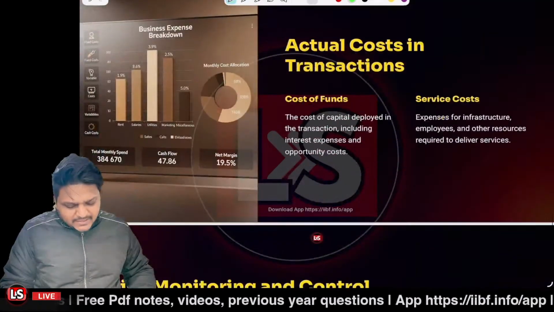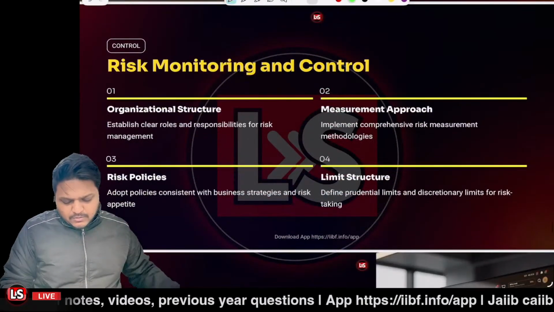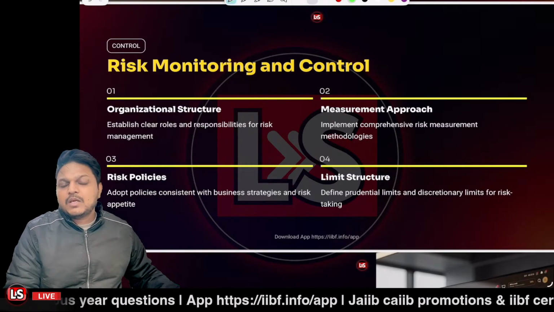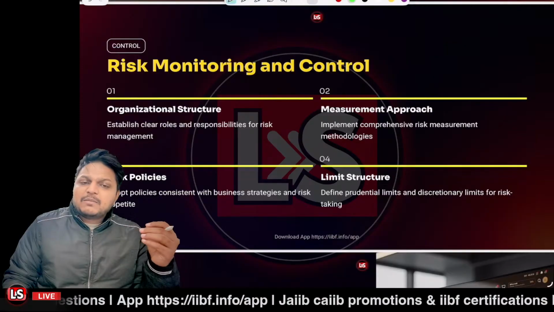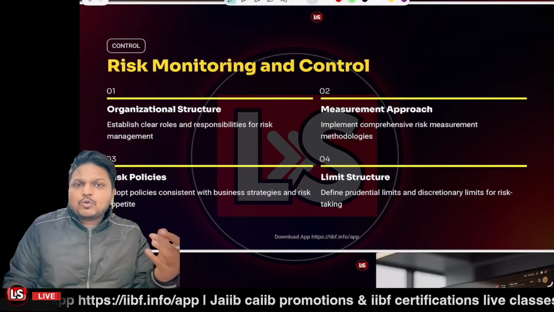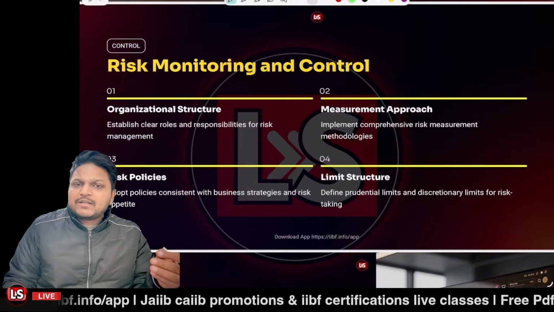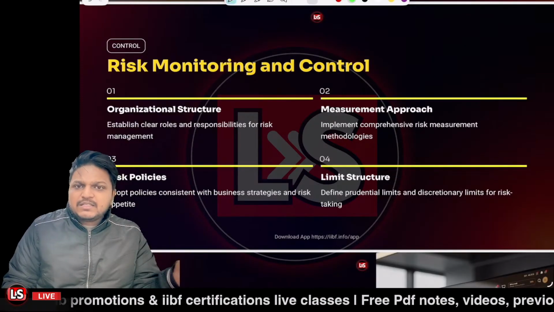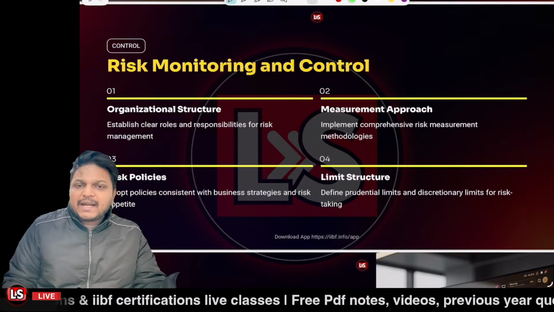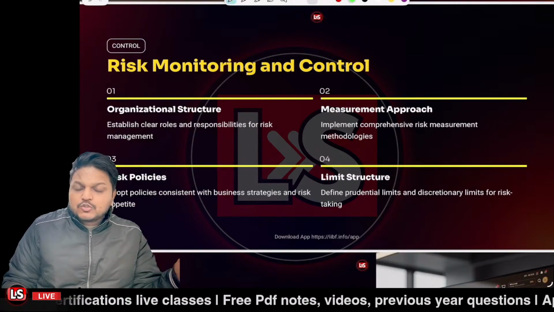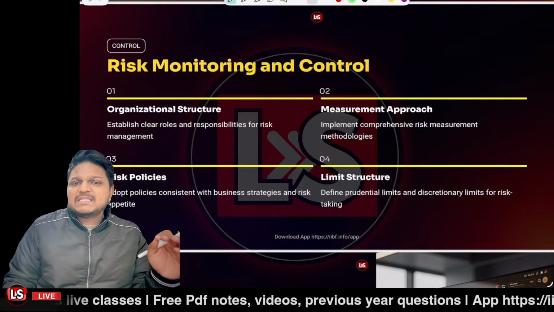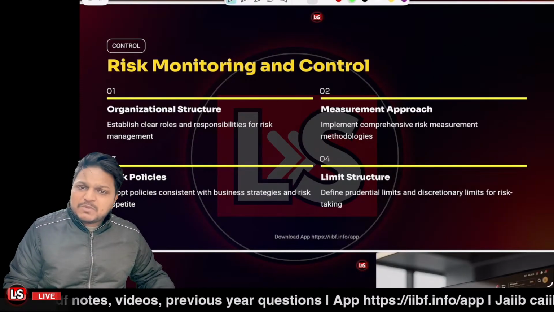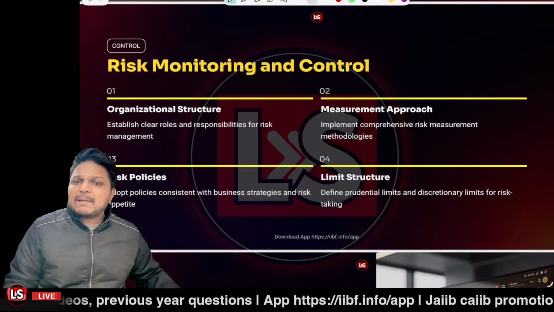Now, after that, it's related to risk monitoring and control. Definitely, there must be an organizational structure. Like I told you, the board of directors at the topmost level, then the board level subcommittee, the senior executive committee, and the support group. So the bank must have a comprehensive risk measurement approach.